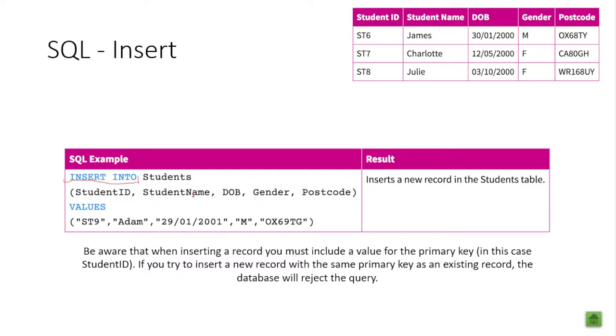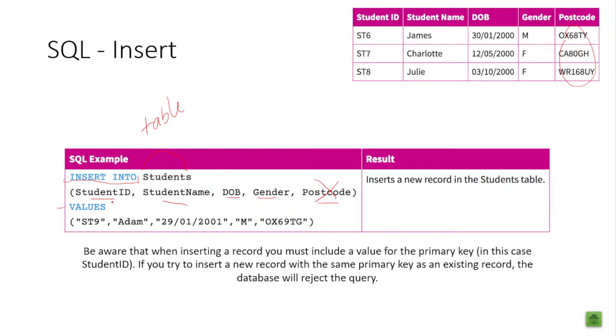So insert into the student's table. So this is where your table goes. Table. And you would say, what do you want to put in? I want to put in the student ID attribute column, the student name, the date of birth, the gender, and the postcode. If I left one of them out, it would insert into column 1, 2, 3, and 4, and it might leave this off. So if I'd left that off there, it just wouldn't put anything in that postcode column. That's all. Then you would say the next command is values.